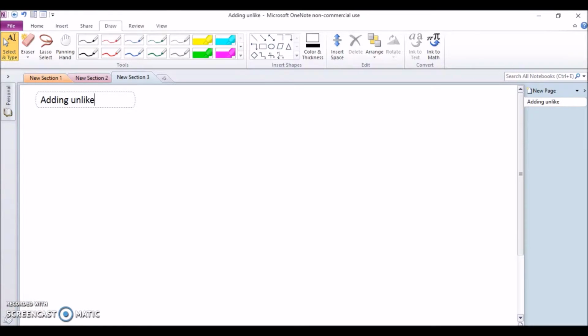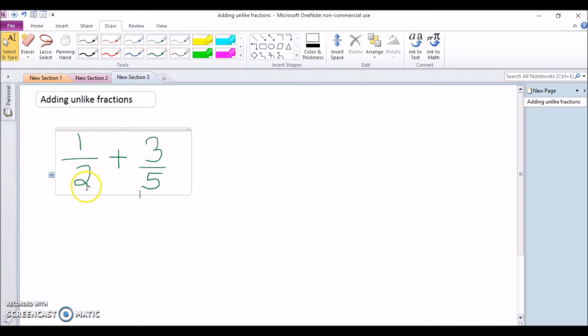Adding unlike fractions is our focus lesson for today. And when I say unlike fractions, I mean fractions that aren't in the same units, so they don't have the same denominators. An example of adding unlike fractions would be 1/2 plus 3/5. Both fractions are unlike because one is dealing with halves and the other is dealing with fifths.